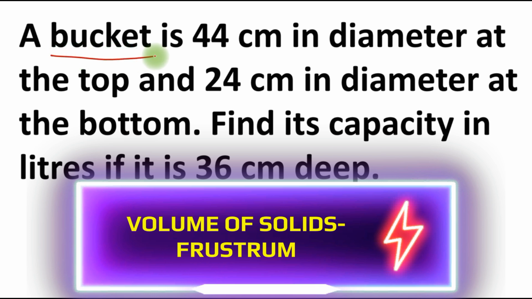It's about a bucket. We have been given the diameter of the bucket at the top, and also at the bottom the diameter is 24 centimeter, so they are not the same. So you should have the notion that this bucket is in the form of a frustum, and we require to find the capacity in liters. I have been given the height of that particular bucket.